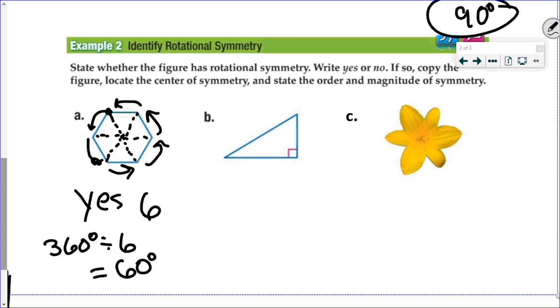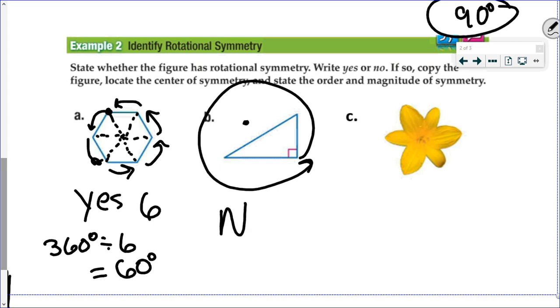All right, we look at the right triangle, guys. We try to pick some point to rotate this thing around, and it's not going to come back to itself until you go all the way around that point, no matter where you put it. So this does not have rotational symmetry.